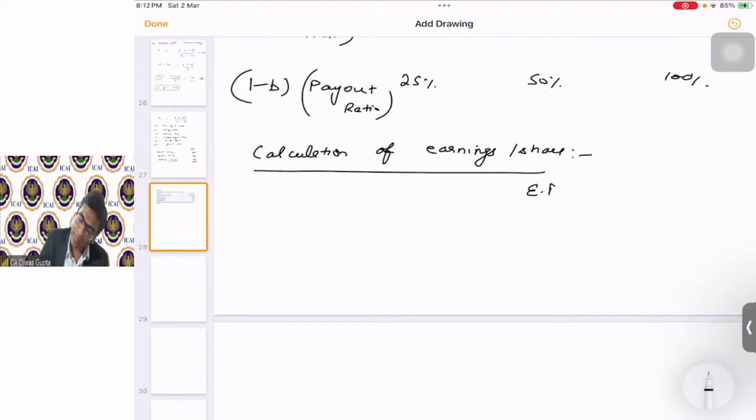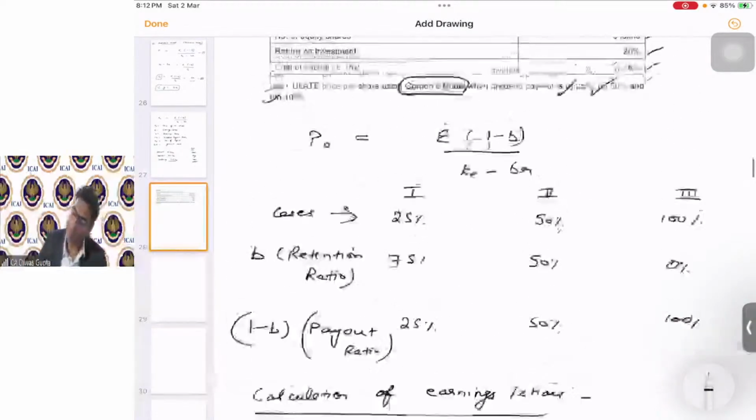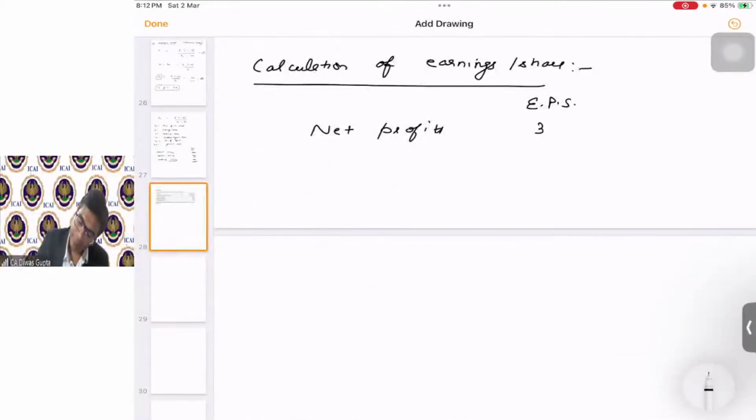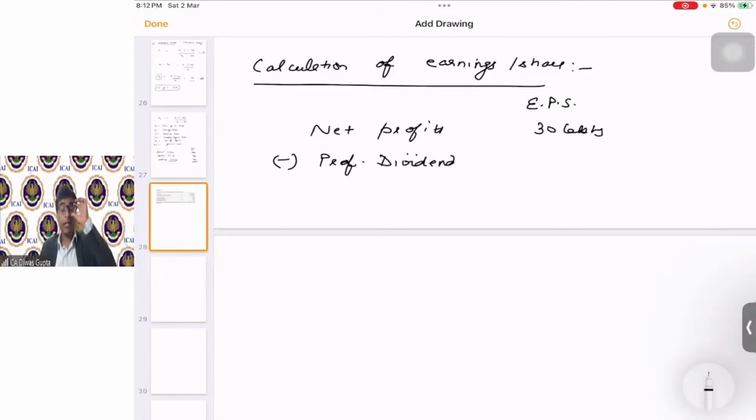So how do we calculate earnings per share? We have net profits, how much? 30 lakhs, minus preference dividend. For the same logic that we did in the previous question, the profits have to be taken after reducing the preference dividend, that is, the earnings attributable to the equity shareholders. How much is the preference dividend? 100 lakhs multiplied by 12%. 12 lakhs will go for a reduction.